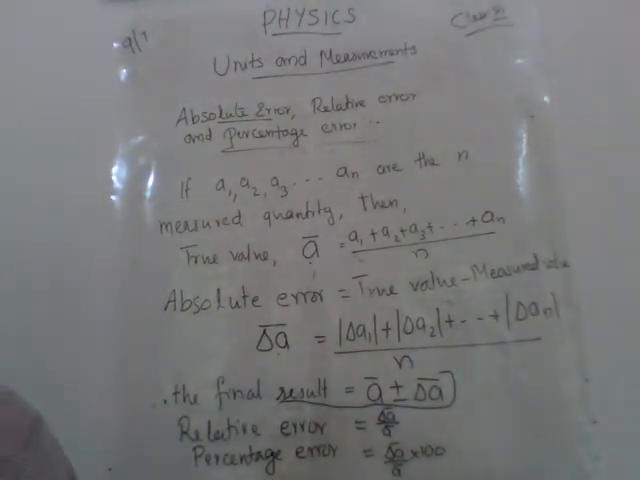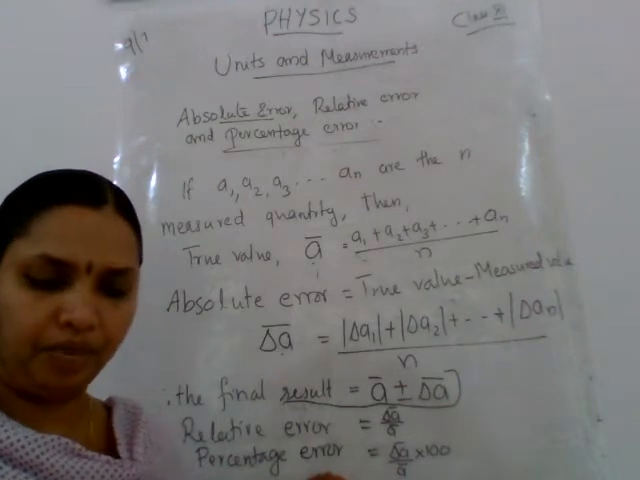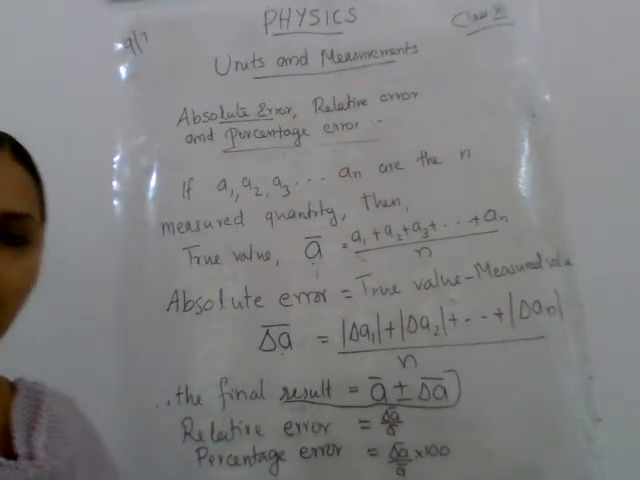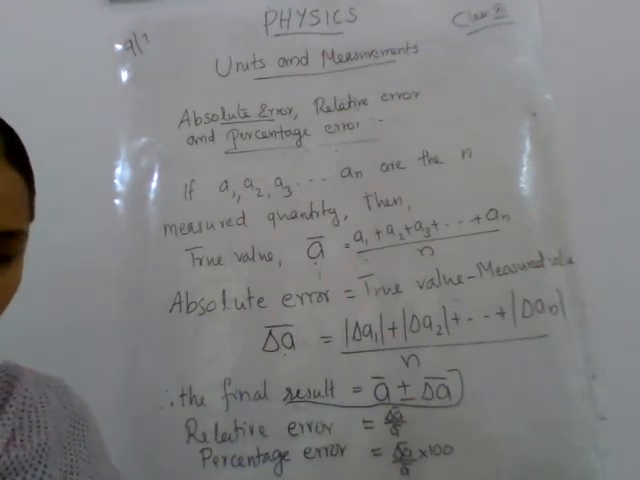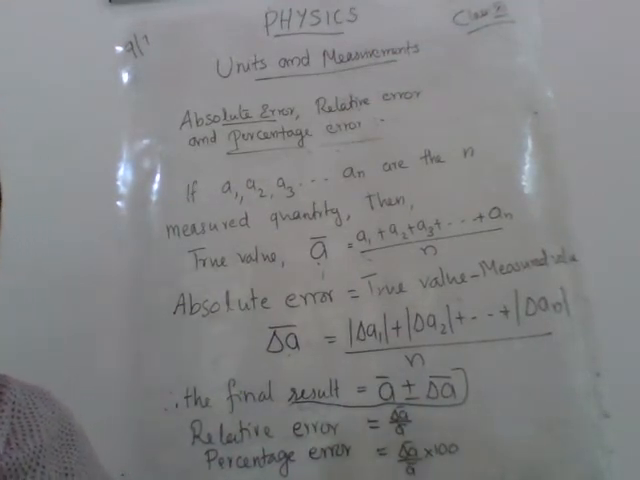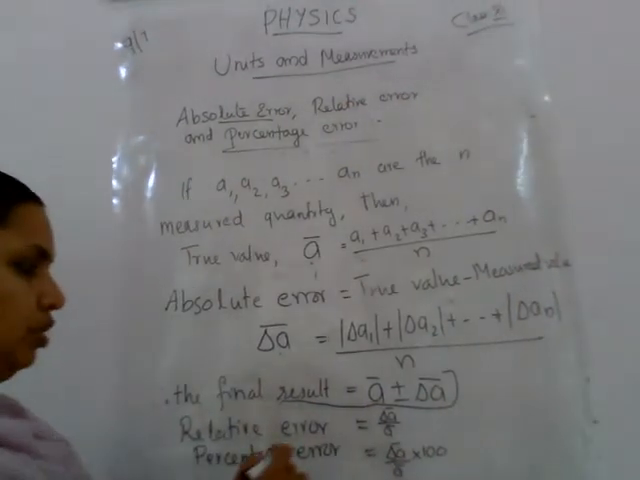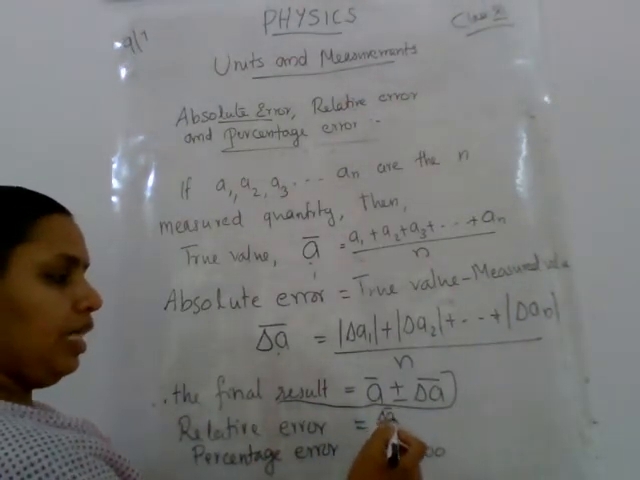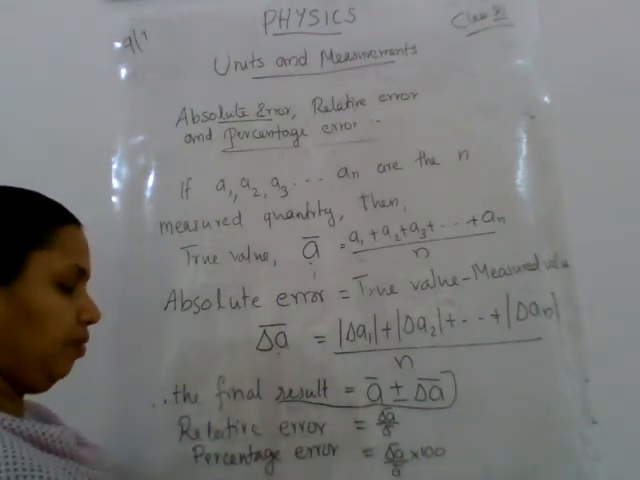Then write relative error. It is the ratio between mean absolute error to the true value. So relative error is equal to delta A bar divided by A bar.